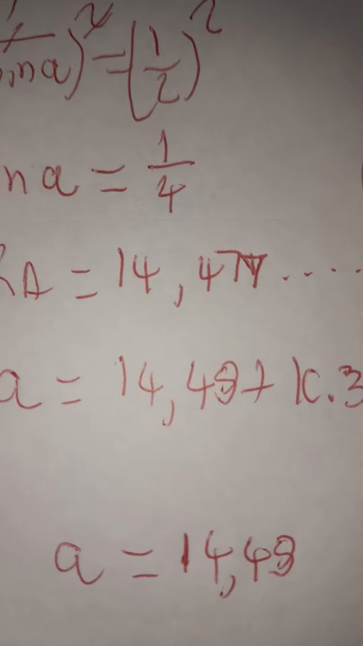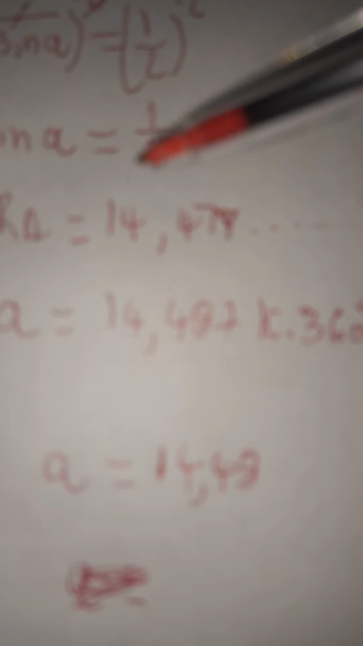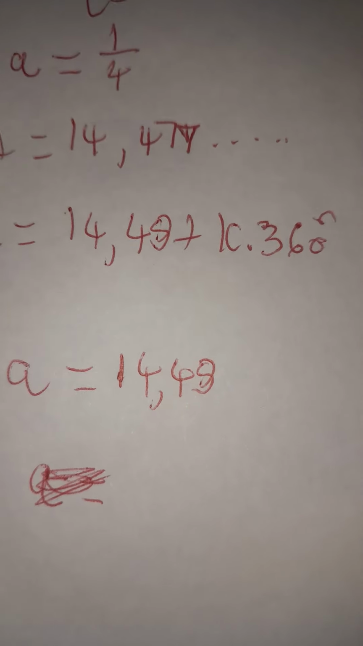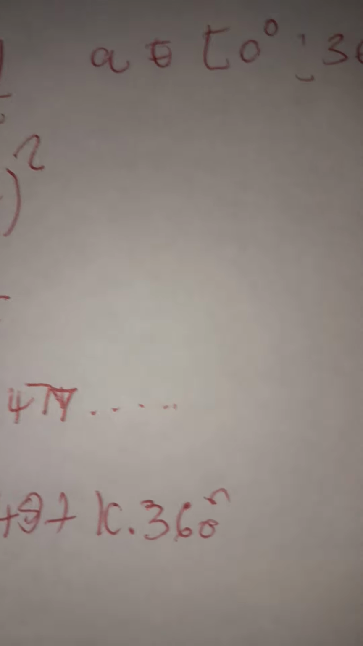Yes, guys. From here, what you could do is round off to 2 decimal places. Then you will add the period, which is 360. From there, you ask yourself, remember, we follow the restriction. Our values should be between 0 and 360. If we place -3, it will be huge. If we place -2, it will be huge. Place 1, it will be huge. But if we place 0, we get 14,48.